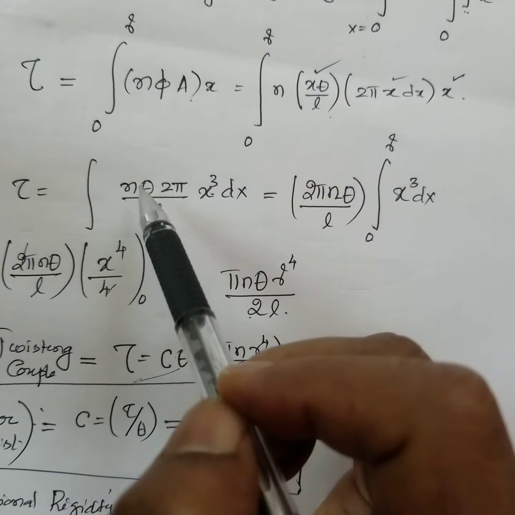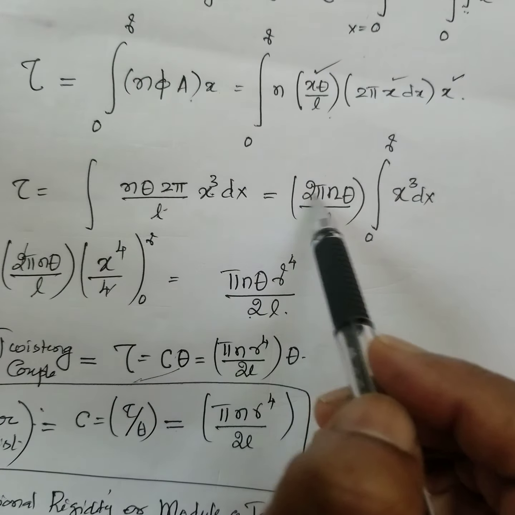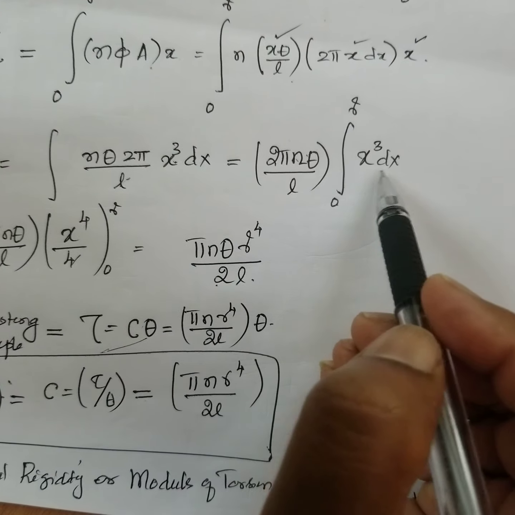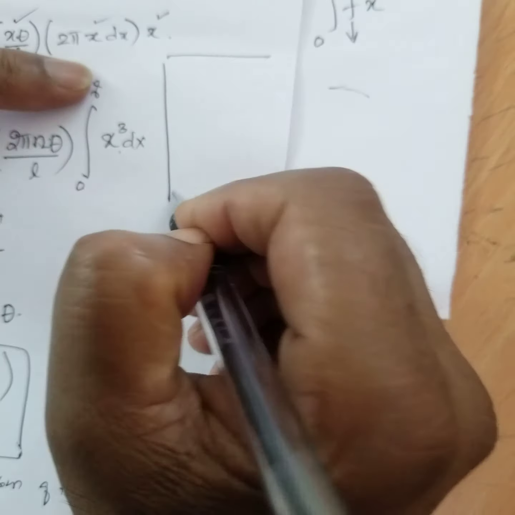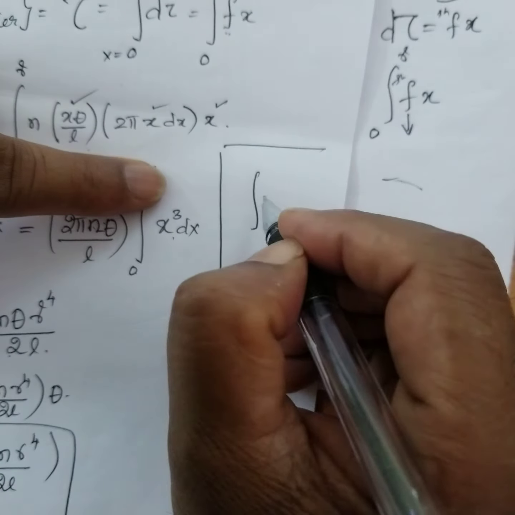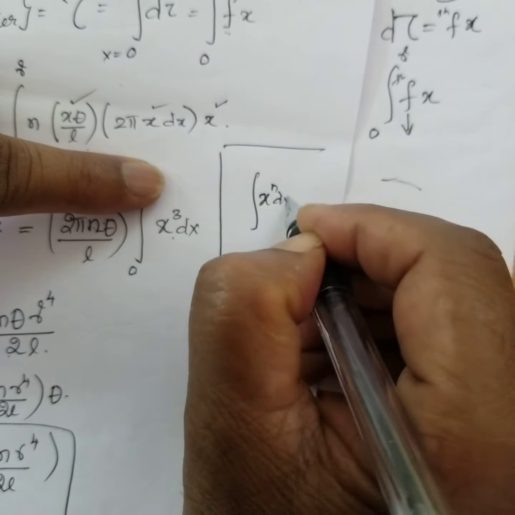Then what? These are all constant. I am taking 2 pi n theta out. Integral of x cube is what? You know this formula, I apply this one. Now some students have forgotten this integration. Integral of x to the power of n dx is equal to what?